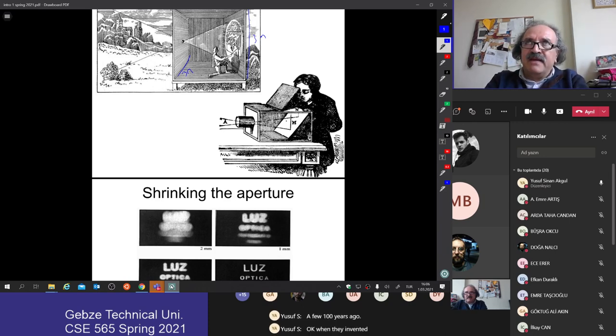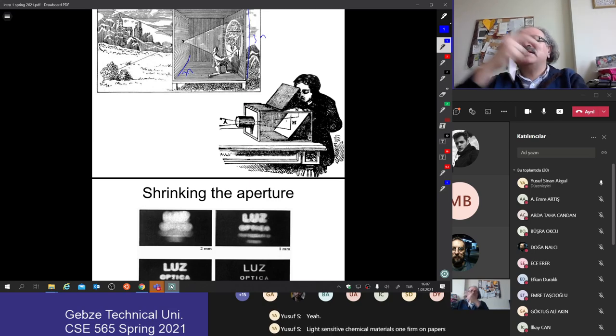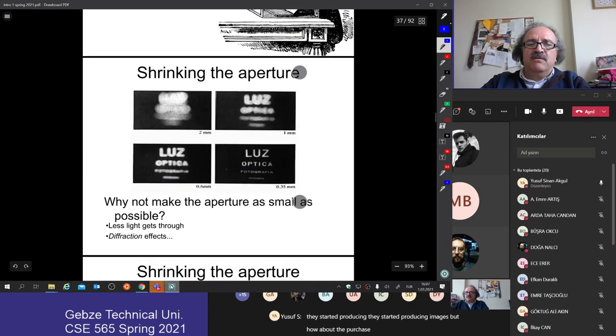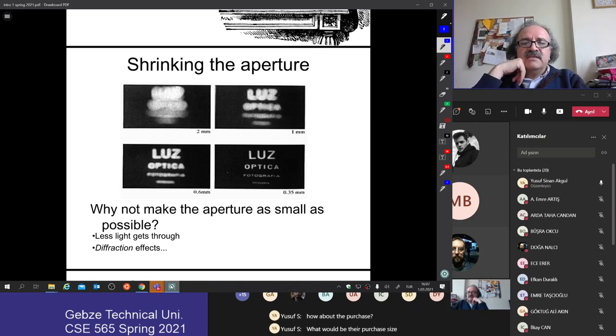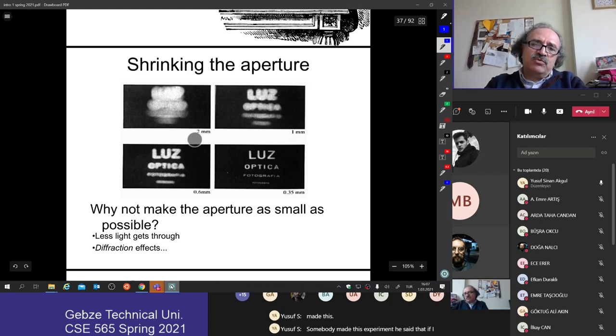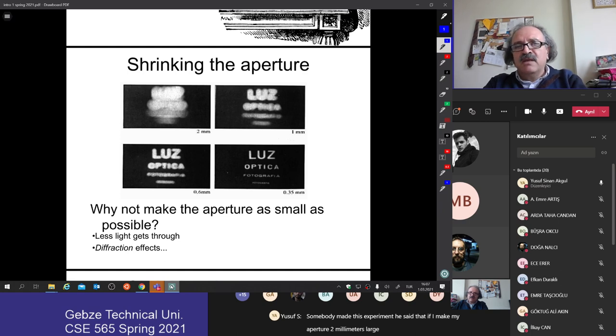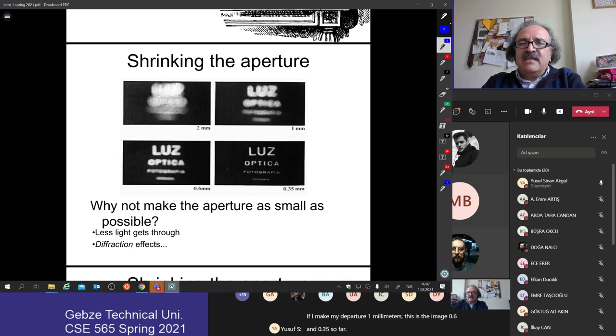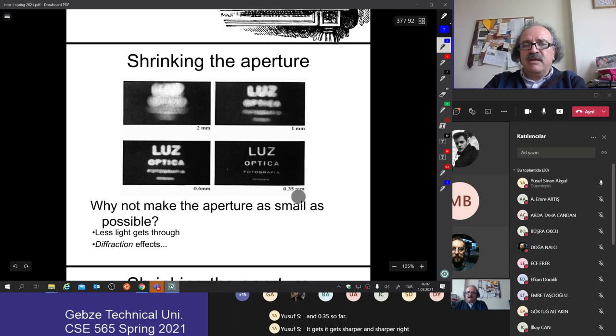Okay, when they invented light sensitive chemical materials on film, on papers, then they started producing images. But how about the aperture? What would be the aperture size? I don't know. Somebody made this experiment. He said that if I make my aperture 2 millimeters large diameter, this is the image. If I make my aperture 1 millimeters, this is the image. 0.6 and 0.35. So far, it gets sharper and sharper, right? The smaller the aperture, sharper the image.